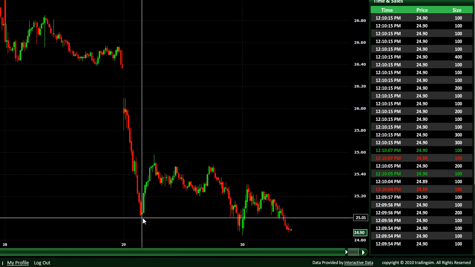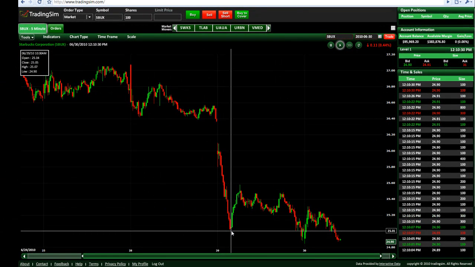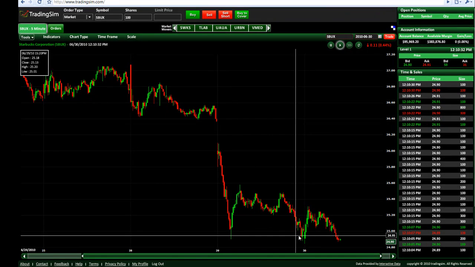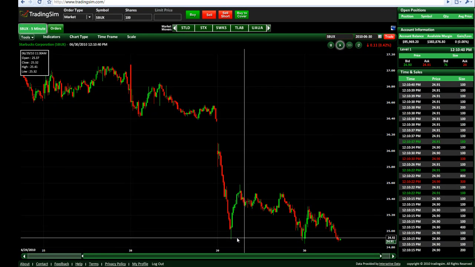bottom breakdown. So here you see the first low set at 10:30 a.m. on 6/29/2010 was approximately 24.90 on the low side, and then at 6:30 on the opening gap down, you had a low of 24.84. So these are your two lows.